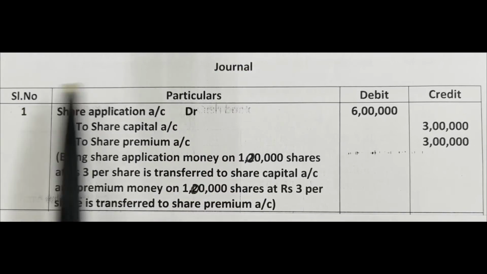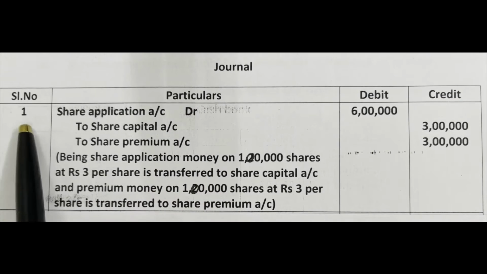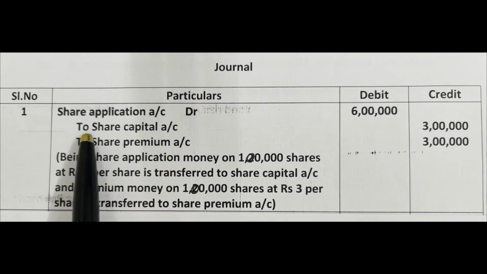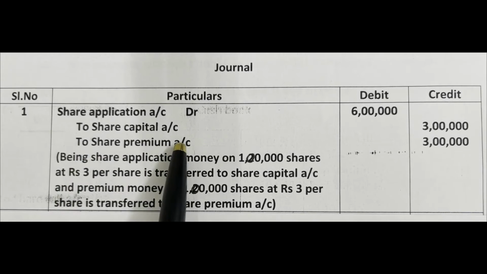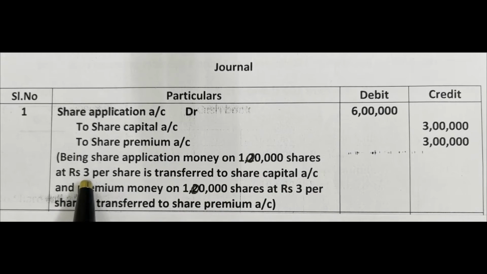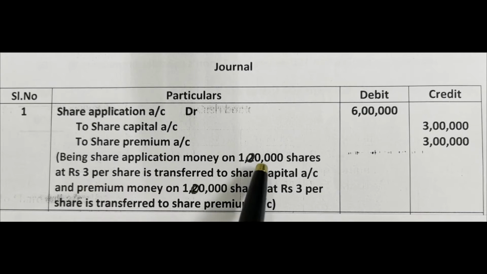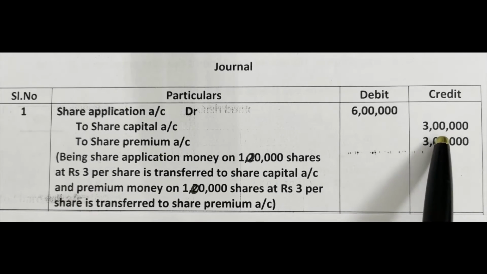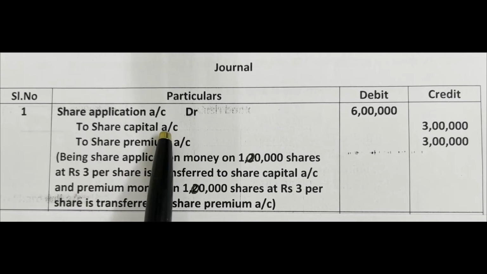Journal, serial number, particulars, debit, credit. First entry, share application account debit, to share capital account, to share premium account. 1 lakh shares are allotted, no? On 1 lakh shares, actual application money is 3 rupees per share. So 1 lakh into 3, 3 lakh rupees we are transferring to share capital.